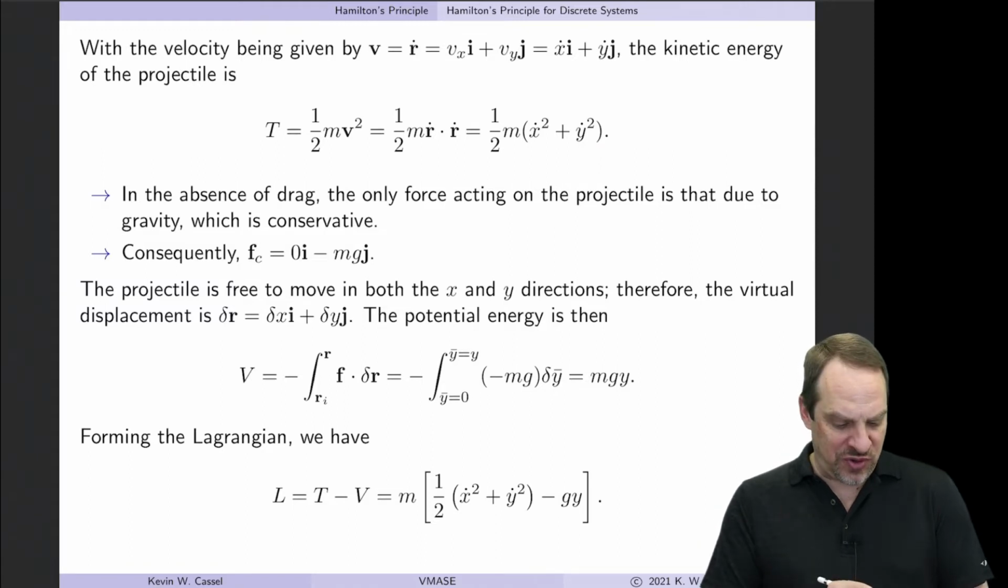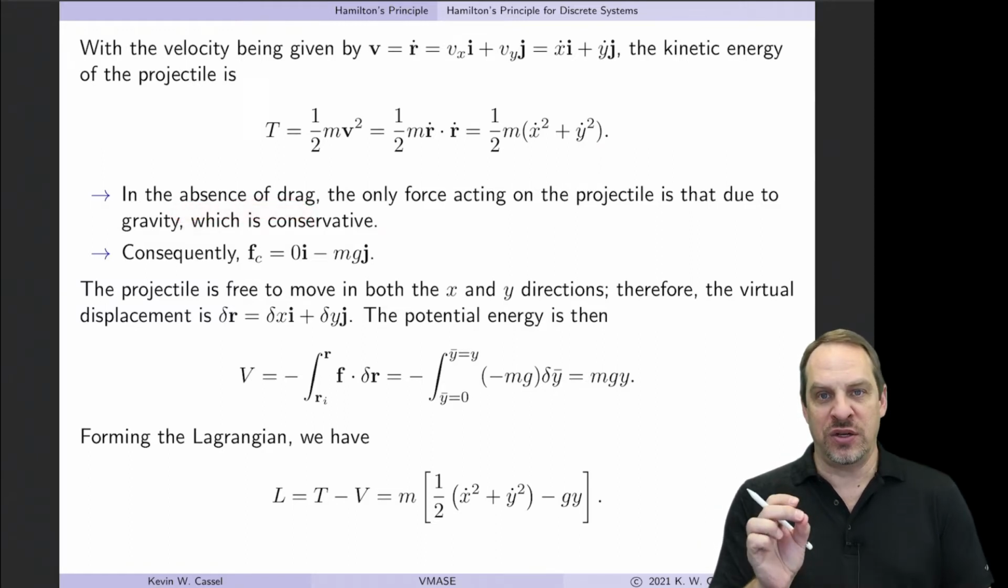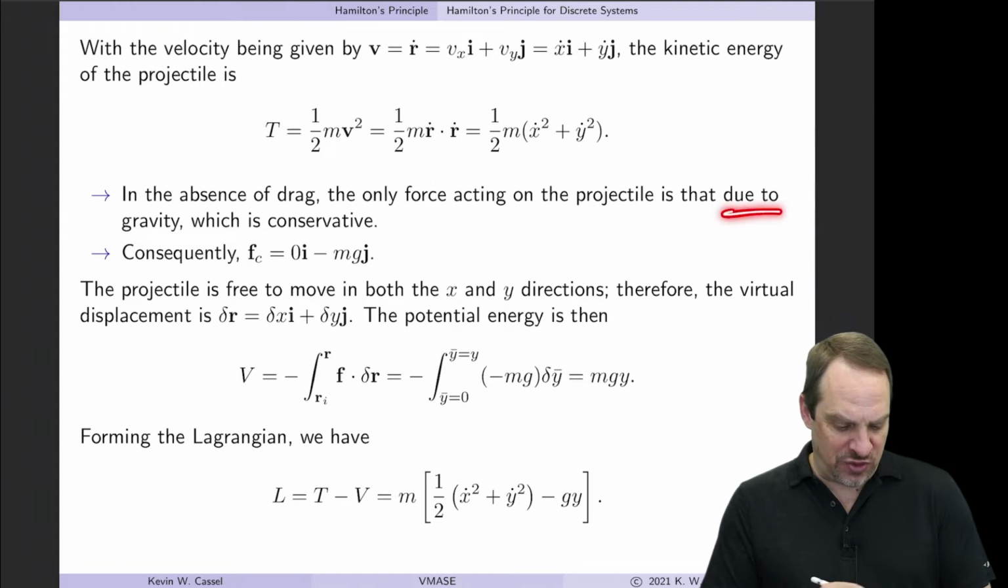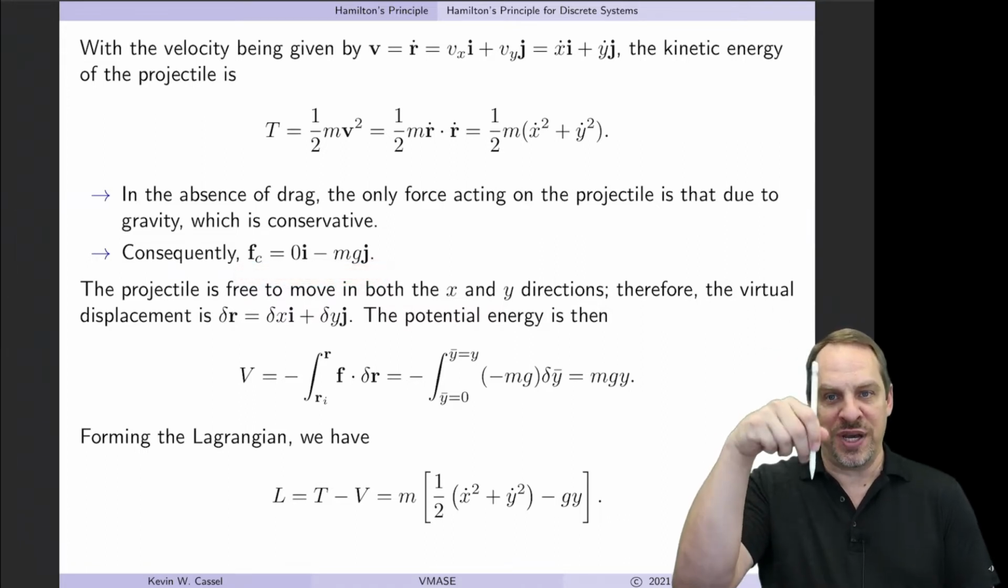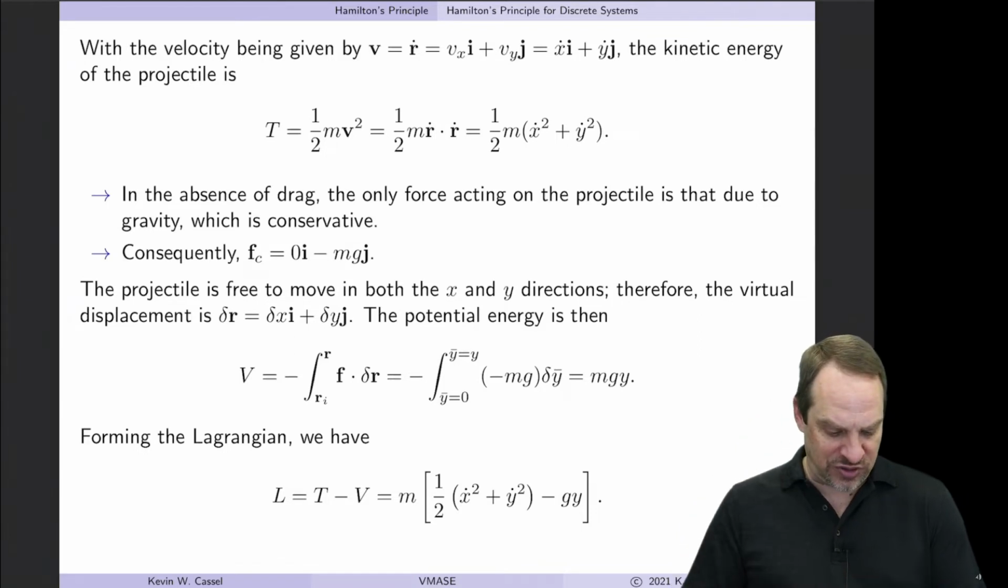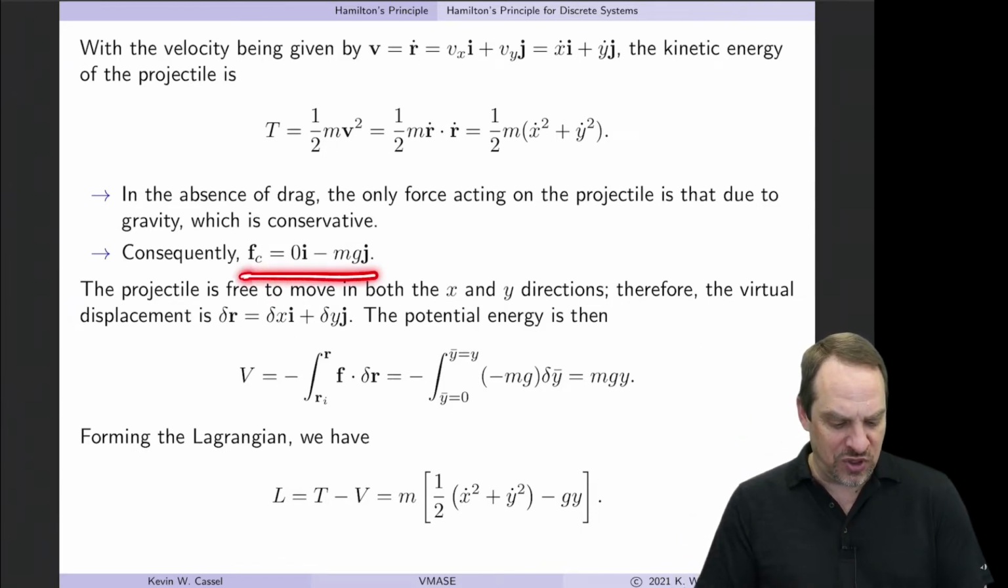Now remember, we don't have any drag, so the only force acting on our projectile is that due to gravity. And so that's conservative, of course. So it's a conservative force, and it's 0 i, gravity does not act in the x direction, minus mg j. So it's minus mg, mg is the magnitude, and it's in the negative y direction. So that is the conservative force vector corresponding to gravity.